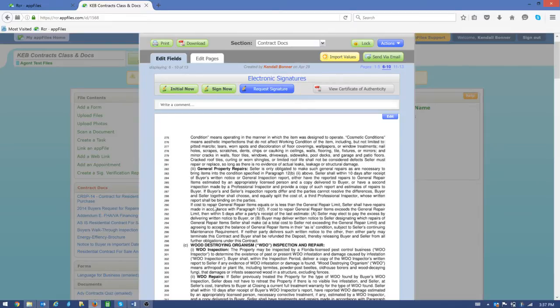If cost to repair the items equals or is less than the general repair limit, which is in paragraph 9, we will get to that, seller shall have the repairs made. They got to do them. So if the general repair limit is $1,000 and the repairs come in at $1,000 or $900, the seller has to do it. There's no argument, there's no confusion, there's no stress. Just everybody knows seller's got to do it.